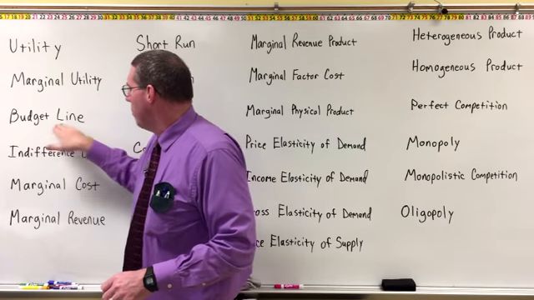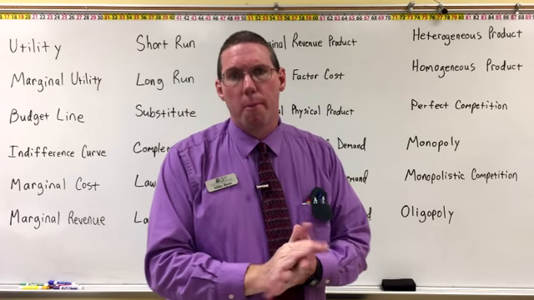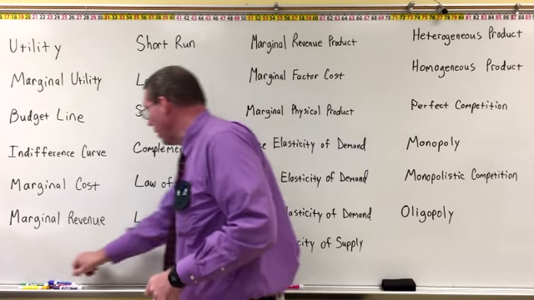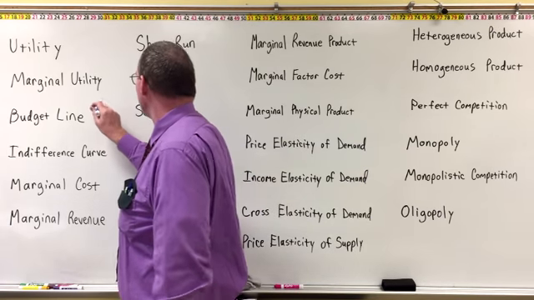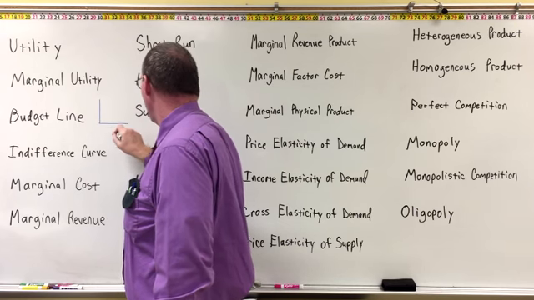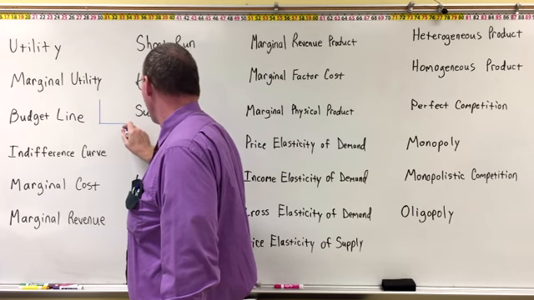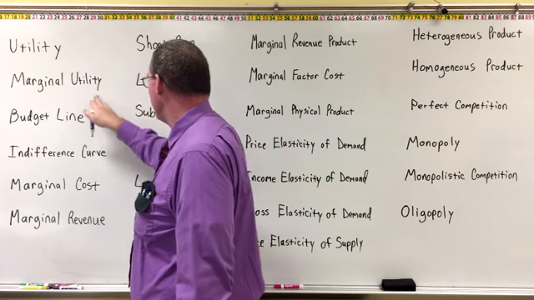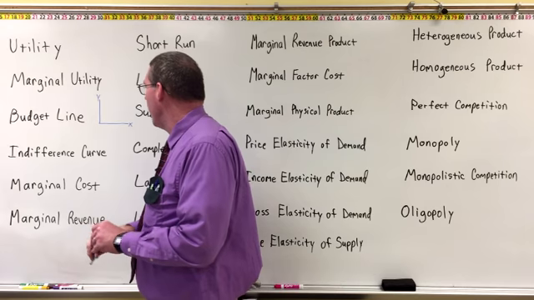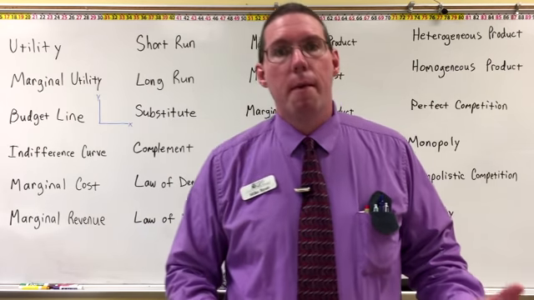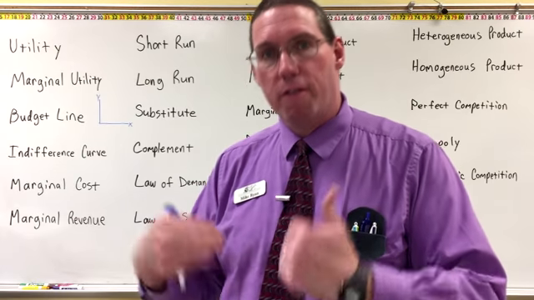All right, now what is a budget line? Well, I want you to remember at the beginning of the semester, let's see if I can squeeze one in right here. A budget line is a straight line, and typically you'll have a graph that has a relationship between two goods, which we'll call good A and B or good X and Y. And a budget line is a constraint based on the income of the consumer.